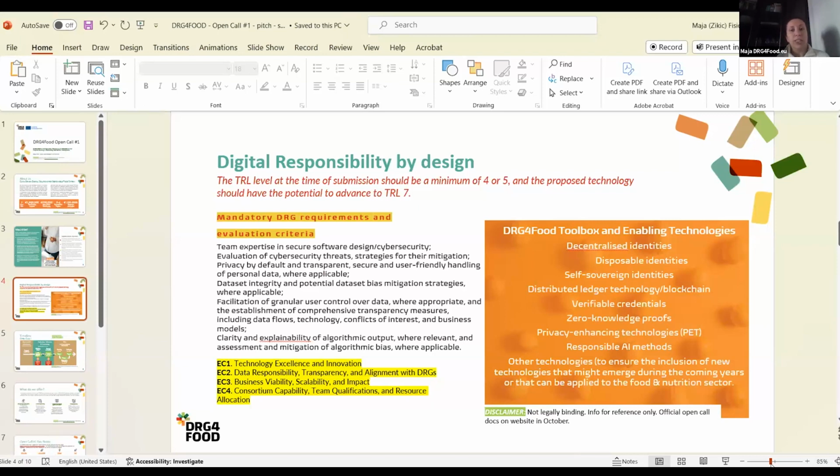When it comes to technologies that we are looking for, of course, the detailed information can be found in our guidelines for applicants. But just to illustrate, we are looking into decentralized identities, DLT and blockchain technologies, responsible AI, and similar. But please take a look into our documentation to get a more in-depth look into the digital responsibility goals and into the technologies that we would like to see in this call.